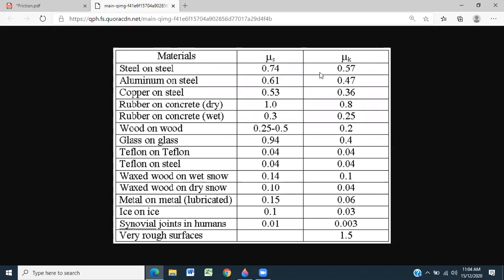You ever realize when you're trying to push something, to start it off initially requires a little bit more effort, but once it starts moving, it's easier to push? That's because the coefficient of kinetic friction for most materials is less.